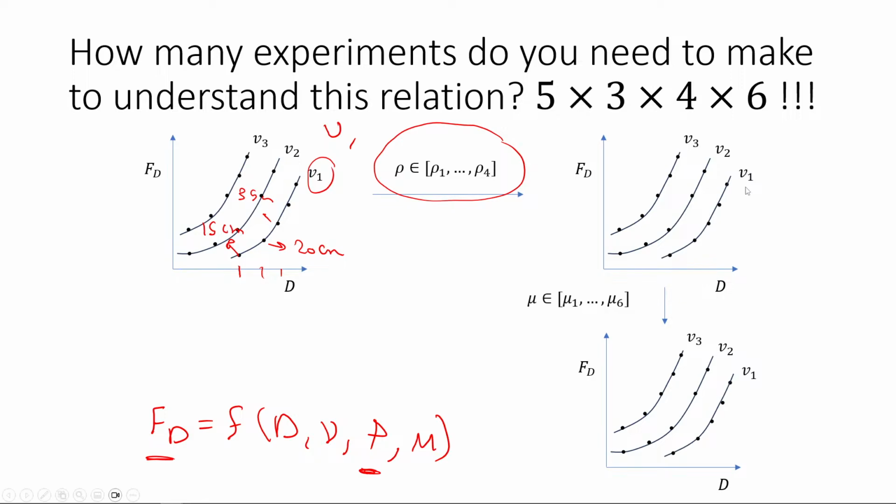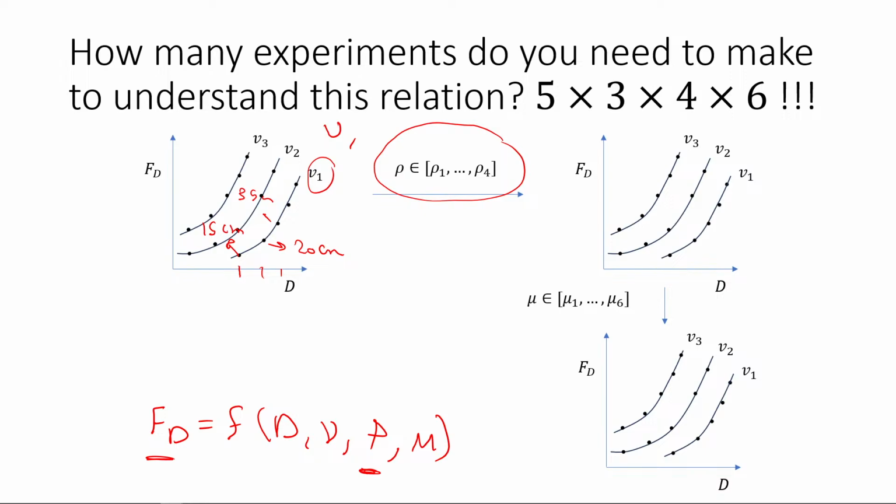So again, that would be 5 times 3 times 4 times 6. So how many experiments is that? That's 450 experiments. If each experiment takes a day, that's more than a year of work. And so that's not very smart. Spending 1 year of work doing all these experiments, you'll get confused.